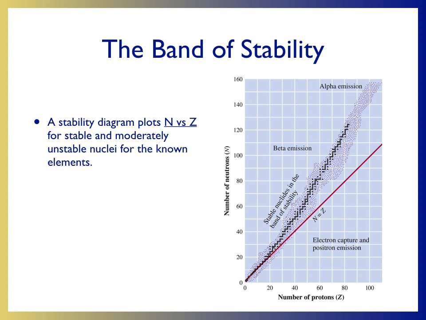Unstable nuclei, which are shown by the purple dots, will try to move towards the band of stability in order to become a stable nucleus when it undergoes radioactive decay.